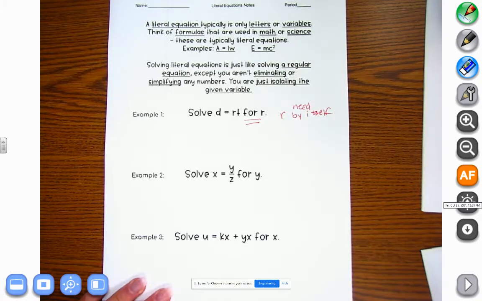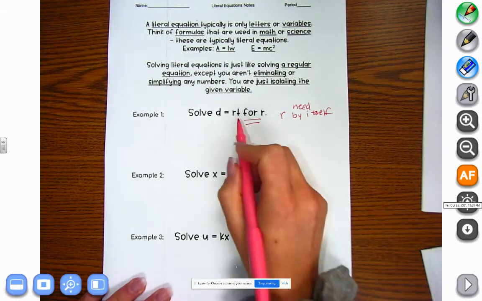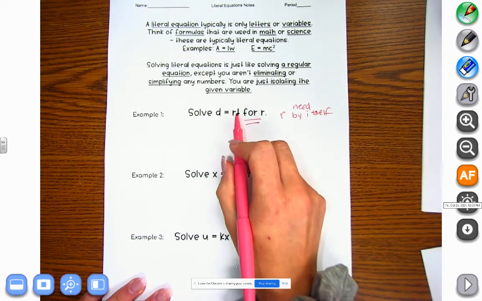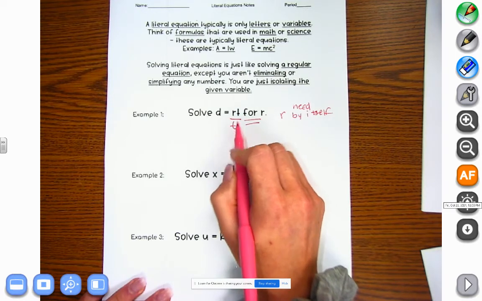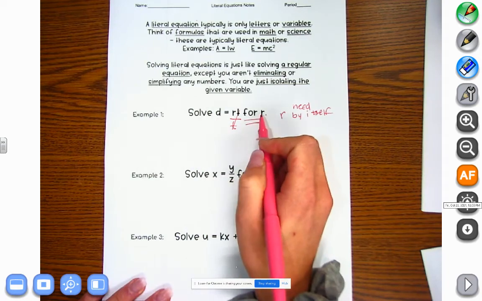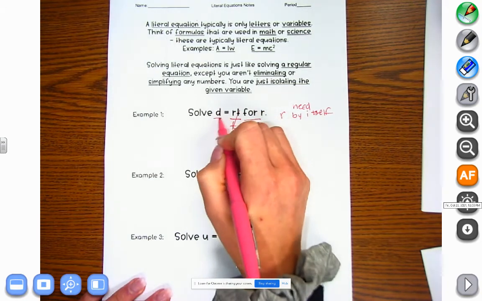Okay, so if we need to get r by itself, we need to figure out what is around it. So r is being multiplied by t. So the inverse of multiplying would be dividing. So let's divide by t to get rid of it. And whatever you do to that side, you have to do to the other side.